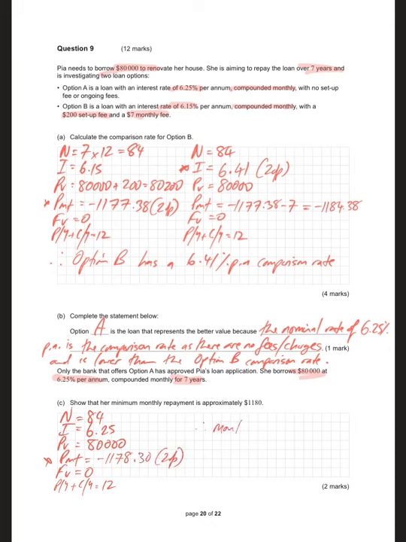Therefore, monthly repayments are $1178.30, which is approximately equal to $1180 per month. Is that page done?